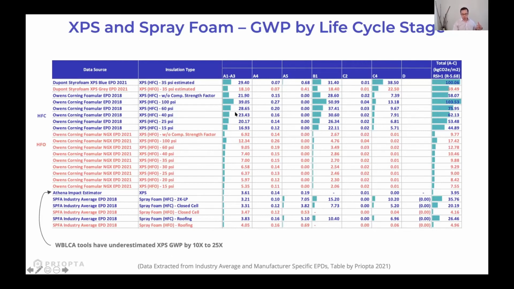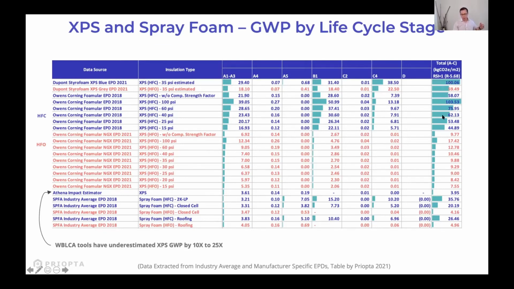But you can see it's broken down by A1 to A3, A4, B1 and C. So you can see the module B and module C. During the use and end of life stages, a huge amount of emissions, right? Whereas for most products, most of the emissions are in the A stage.